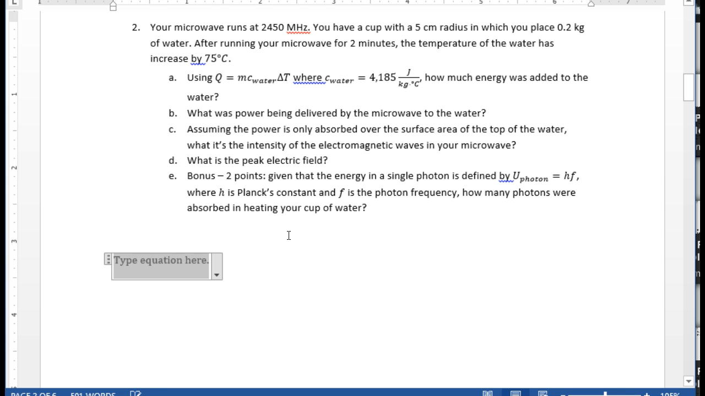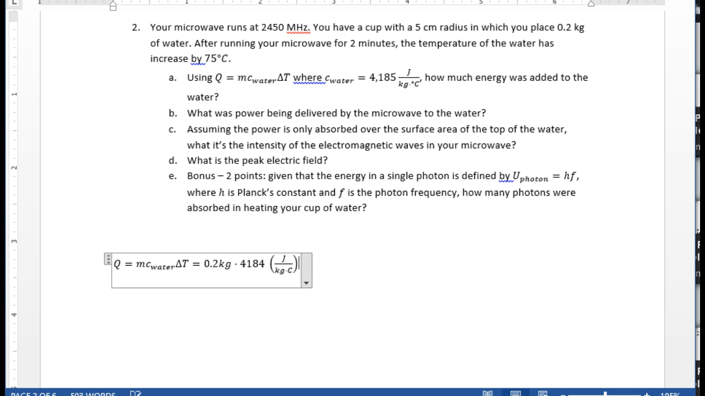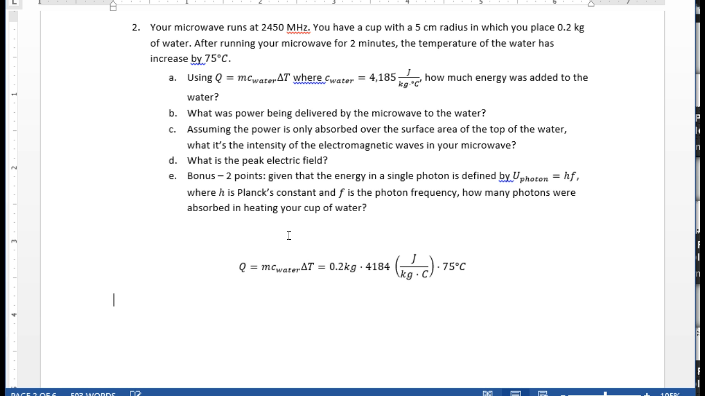And we have the formula here, right? Q equals m, the specific heat of water, times delta T, is the 0.2 kilograms times 4185 joules per kilogram degree C, right? And delta T is 75 degrees C. Okay.